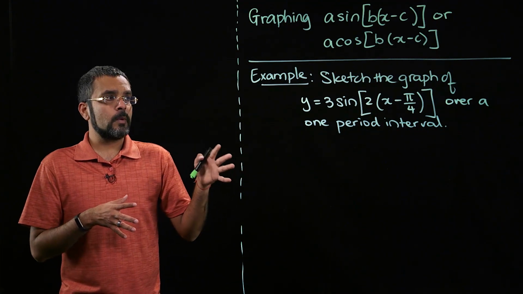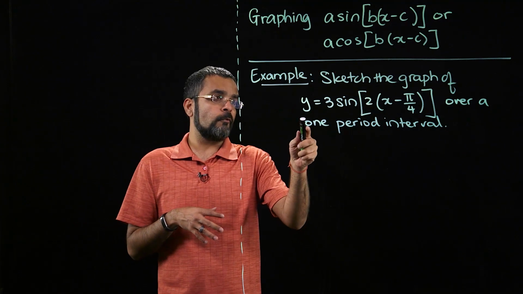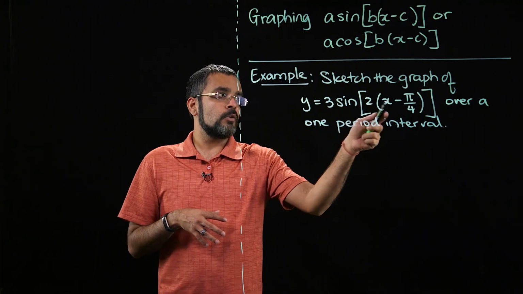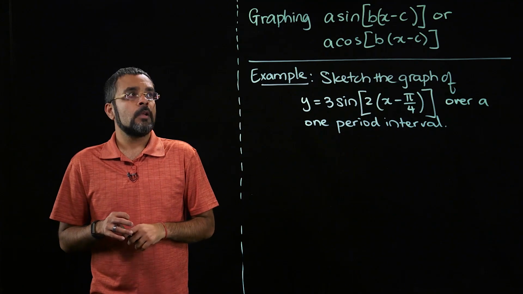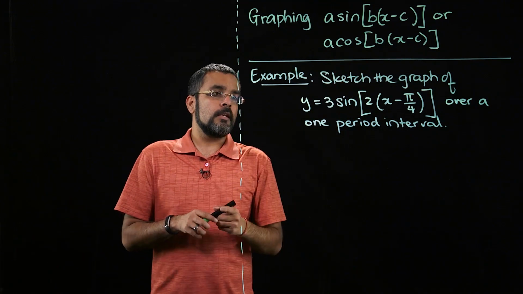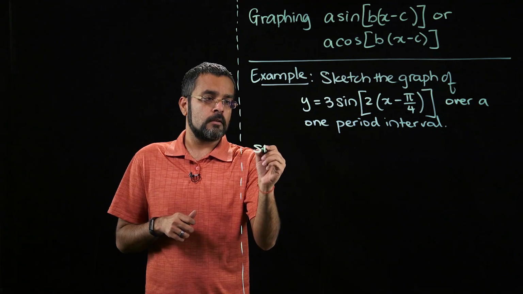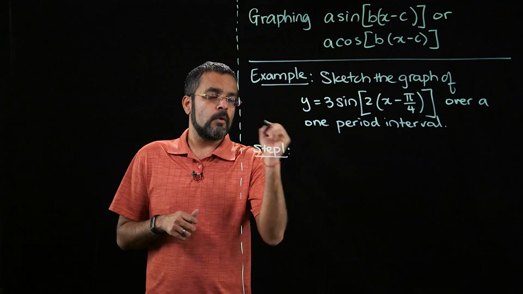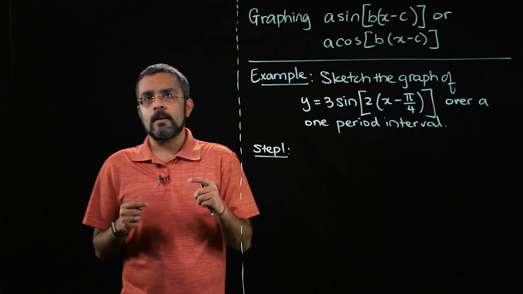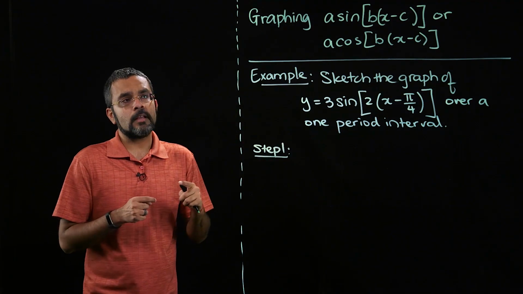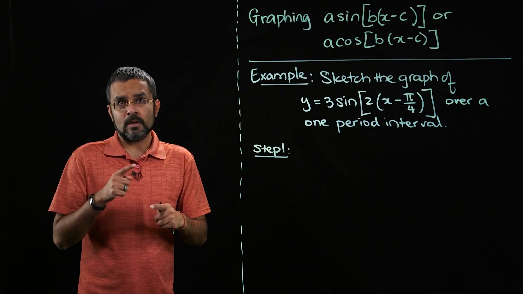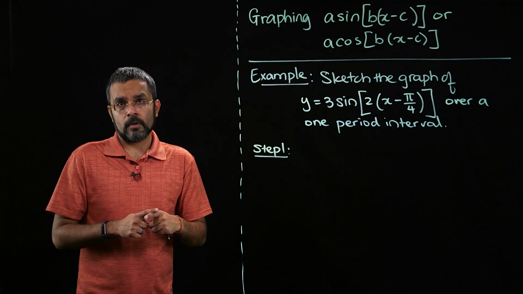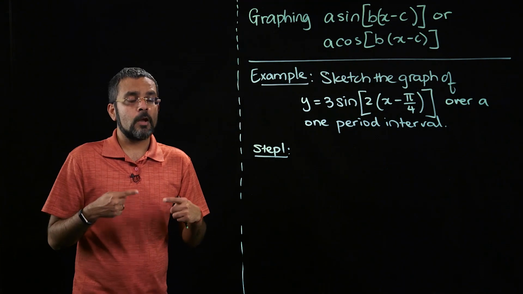All right, so let's look at how we graph this particular function, which is y equals 3 sine 2 times (x minus pi over 4). The first thing I want to do, remember what I said, is that when we're graphing, the things we're interested in are the amplitude, the phase shift, and the period. So we need to figure those out. How do we figure those out?